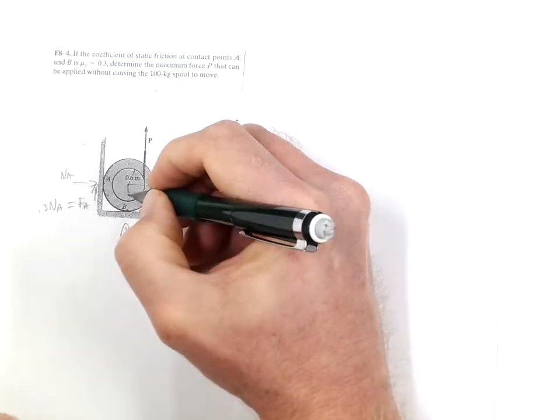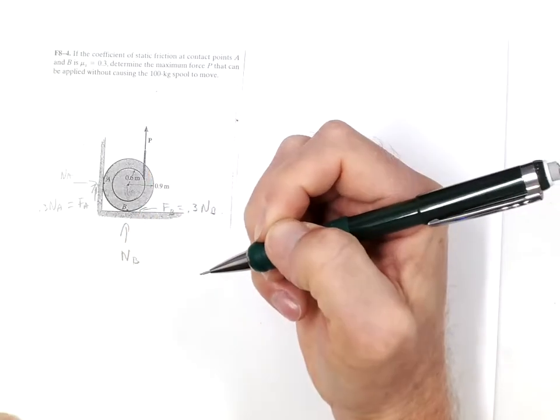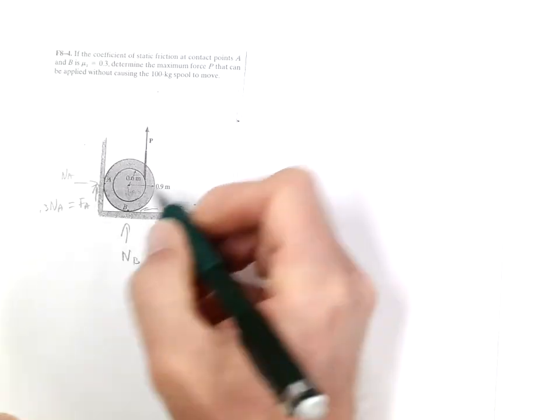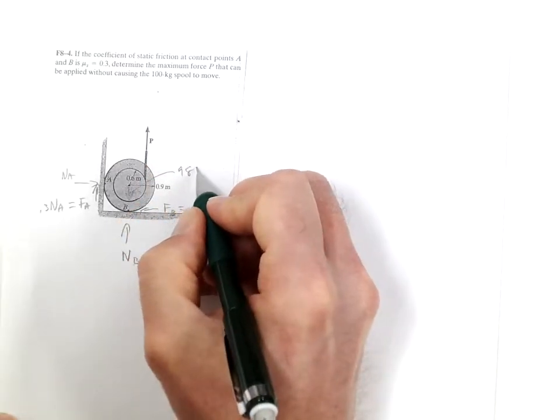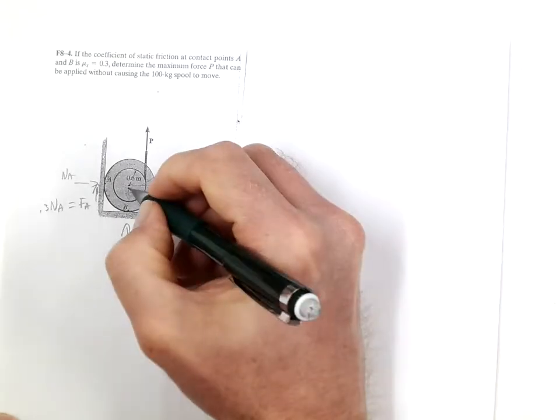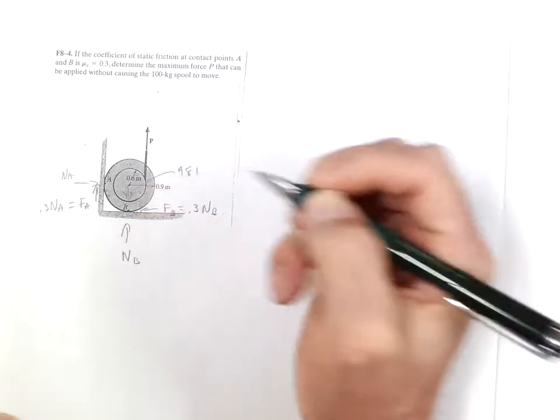And we have mg down, which is 100 times 9.81, or 981. Going down, it's kind of hard to see in there.